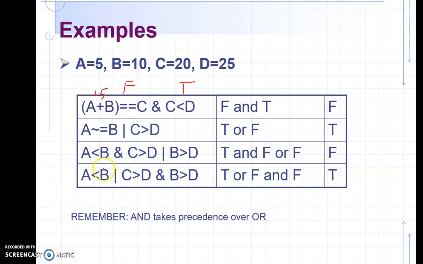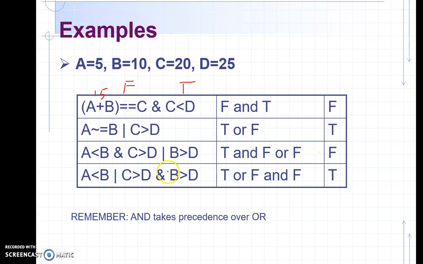Now here's two that are similar except I swapped the and and or. And you can test all of these in MATLAB, right? You can put those in. In fact, I'd recommend that you do that. Is A less than B? Yes, that's true. Is C bigger than D? No, that's false. Is B bigger than D? No, that's false. And as we said, we do ands first. So true and false is false. False or false is false.